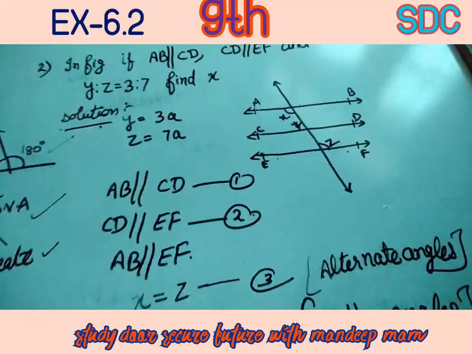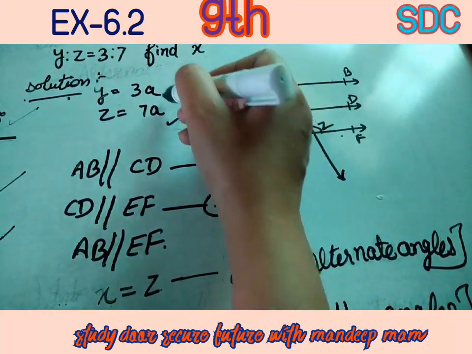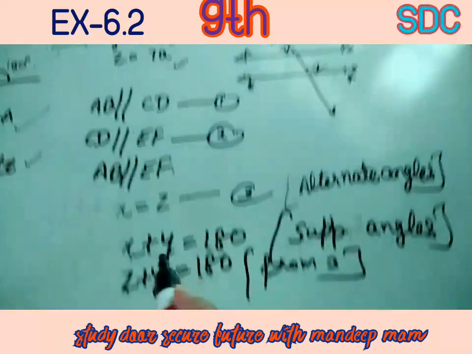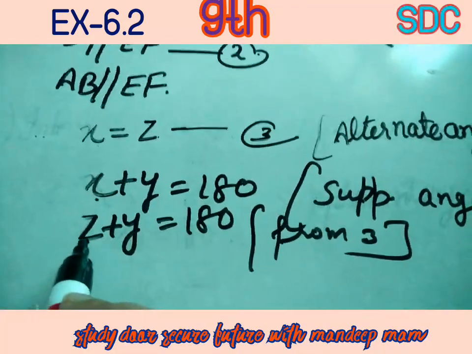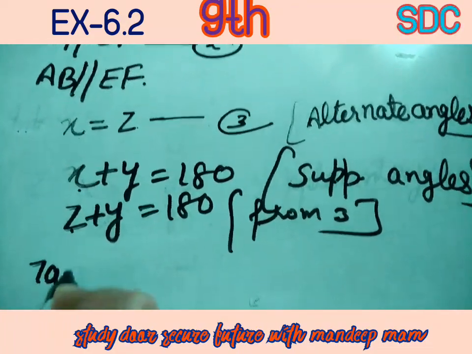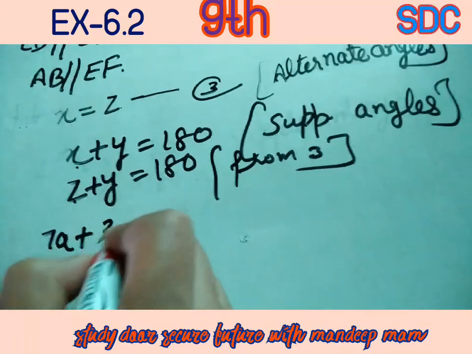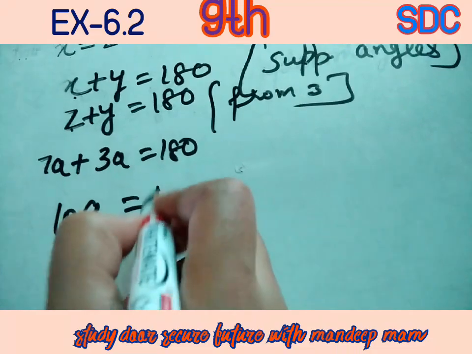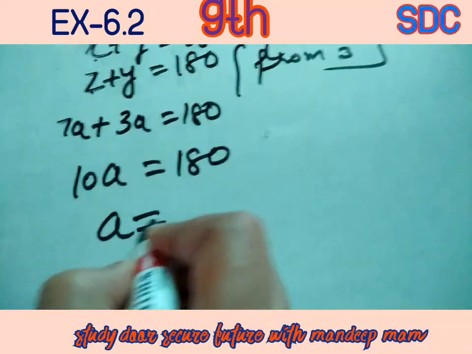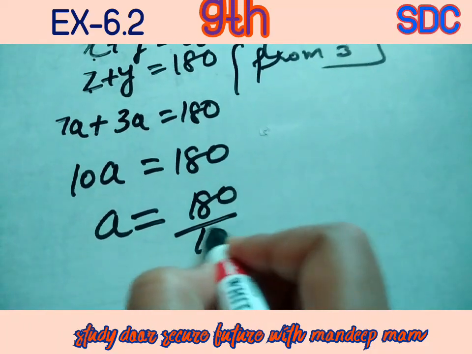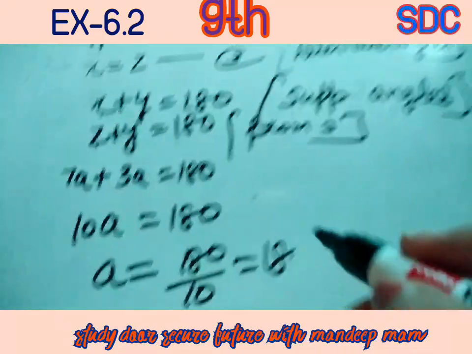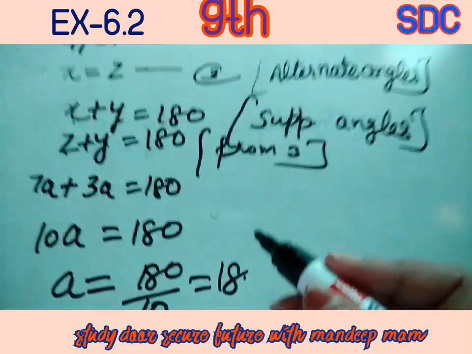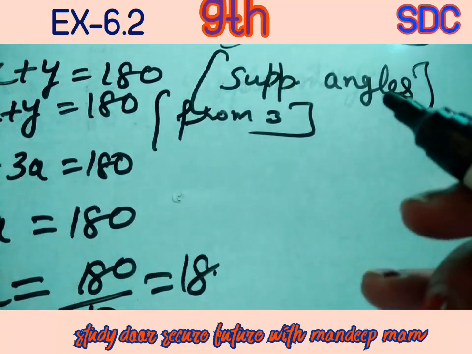Now we know the value of Z is equal to 7a and the value of Y is equal to 3a. So we put it: 7a plus 3a is equal to 180. 10a is equal to 180 and the value of a is equal to 180 by 10, that is equal to 18. So the value of a is equal to 18.